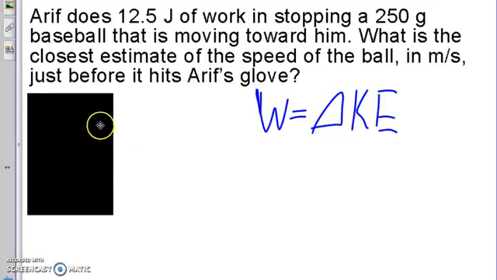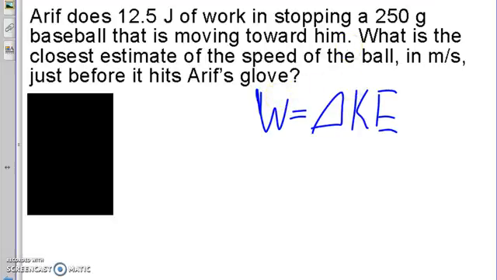It says a referee does 12.5 joules of work in stopping a 250-gram baseball that is moving toward him. What is the closest estimate of the speed of the ball in meters per second just before it hits the referee's glove? So I know that the work is equal to the change in kinetic energy.